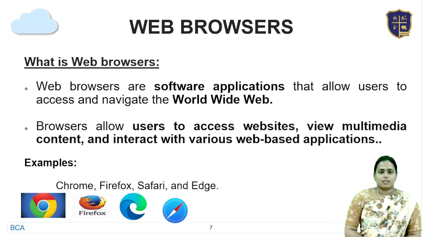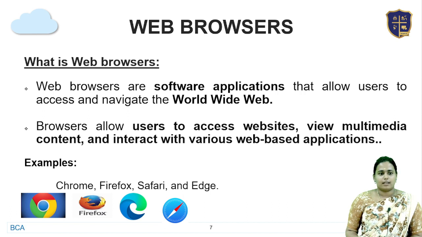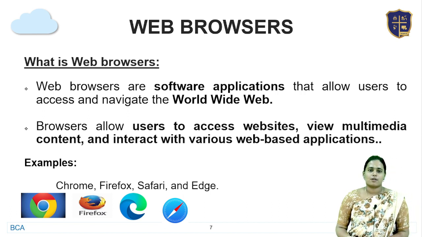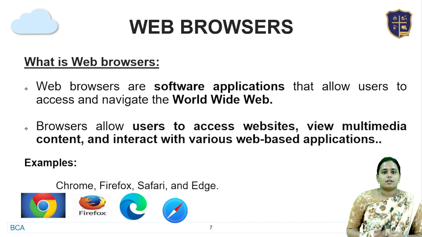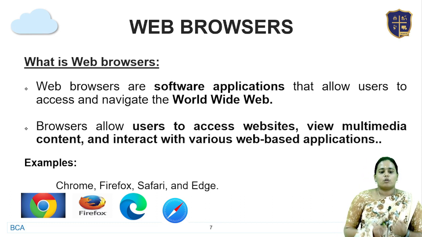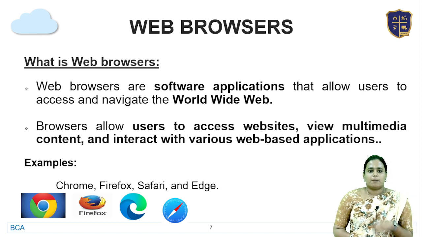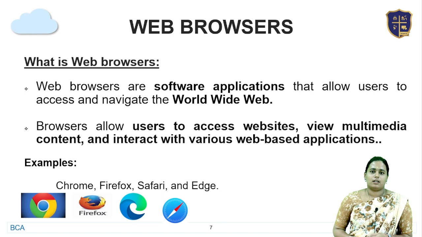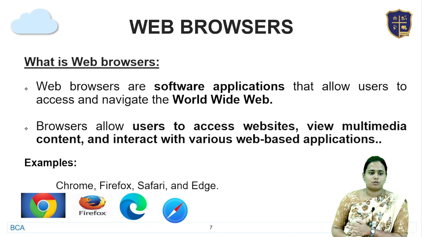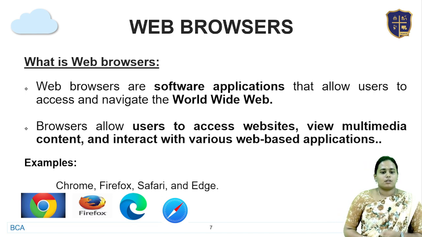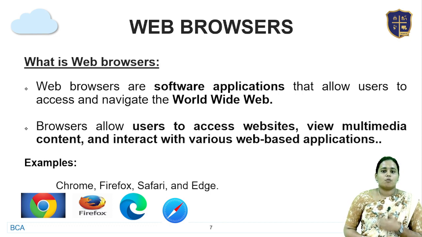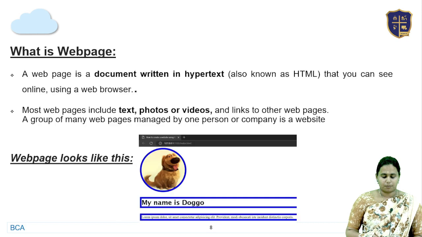The next topic we are going to see is the web browser. We use the web browser in our day-to-day life. Let's see the definition of a web browser. It is a software application which allows users to access and navigate the World Wide Web. It means the browser allows users to access websites and multimedia content, which consists of HTML, images, videos, audios and so on. Examples of web browsers are Chrome, Firefox, Safari and Edge. Among these, the most used web browser is Chrome.